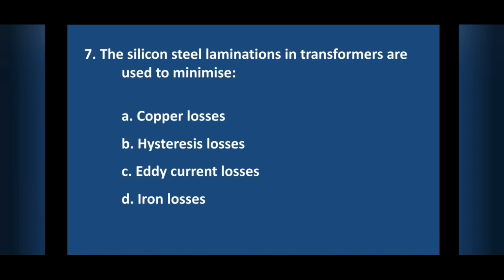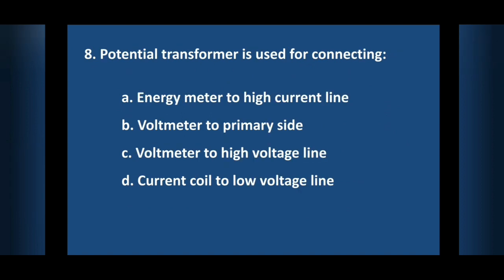Question number 7. The silicon steel laminations in transformers are used to minimize. Answer is option C, eddy current losses. Question number 8. Potential transformer is used for connecting. Answer is option C, voltmeter to high voltage line.